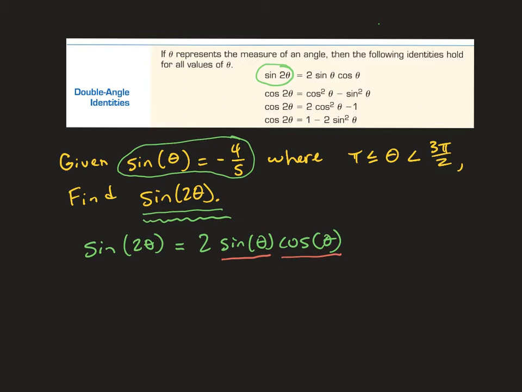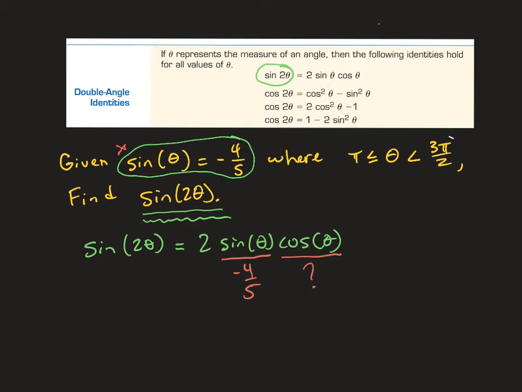So what's the problem with this? Well, the problem is we're only given the sine value. That's good news. We're going to put negative 4/5 right here. The bad news is we don't know what to put for the cosine value. So right now that's a question mark. Now we can figure that out. You just have to think back to our work with triangles.